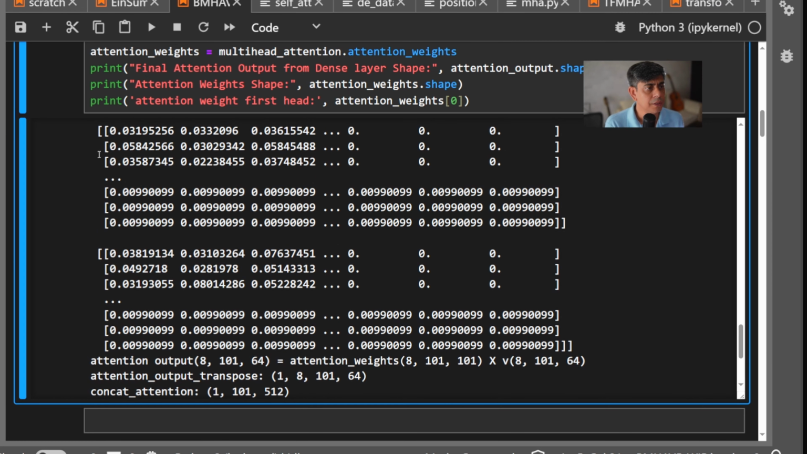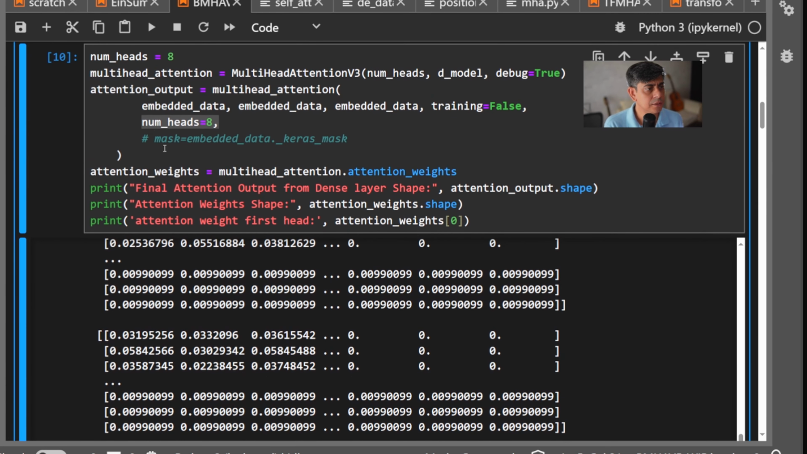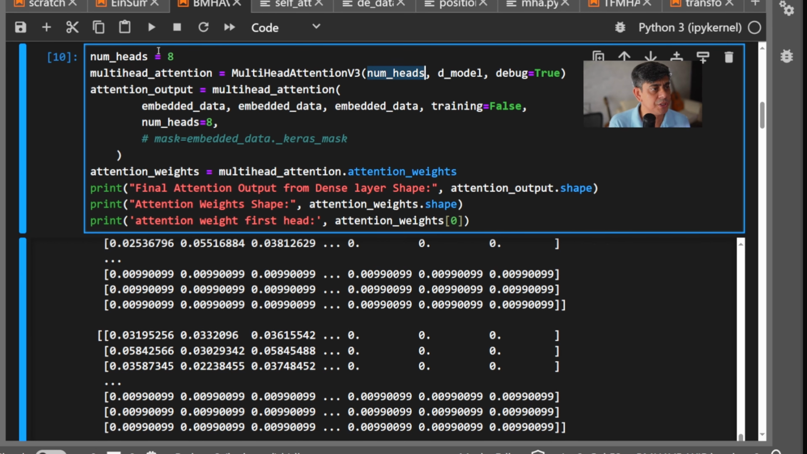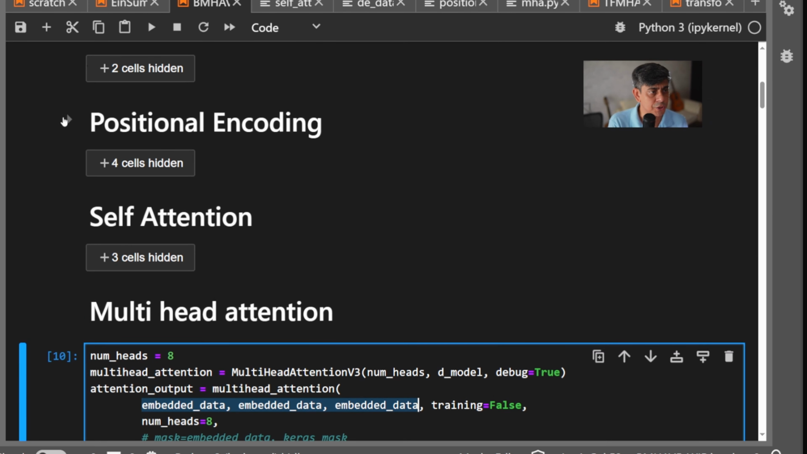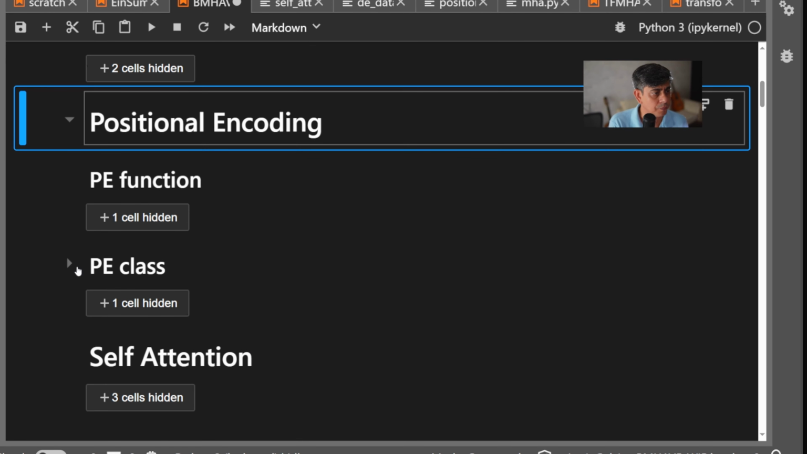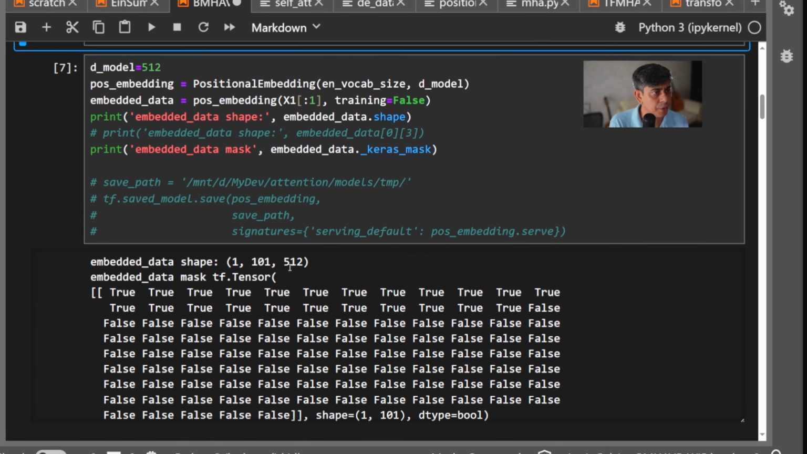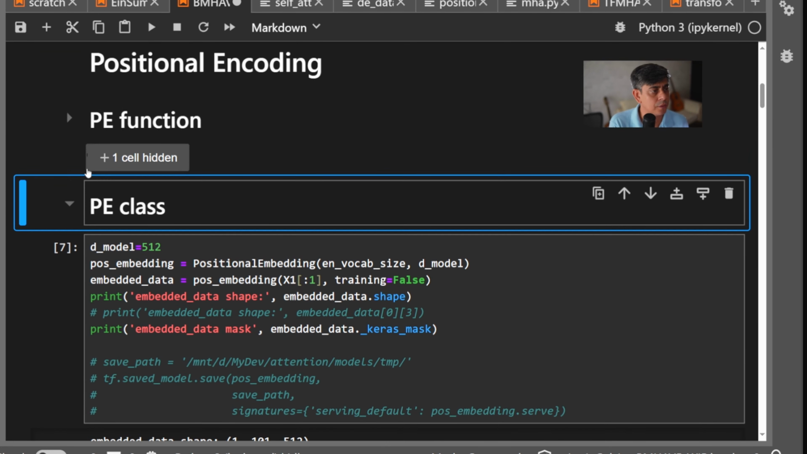Here we are doing the initialization. As you can see, multi-head initialization we have done by giving number of heads, which is 8. D model was already 512. Then this is passed through all QKV, same data. Embedding data is coming from the positional encoding. I'm not going there just to cut short time. So embedding data is coming from the positional encoding, right? We have here positional encoding. That output was P class. You remember this is the embedding data, which is fine.